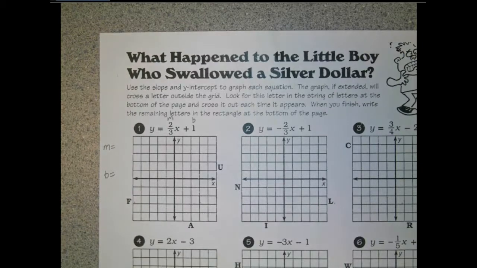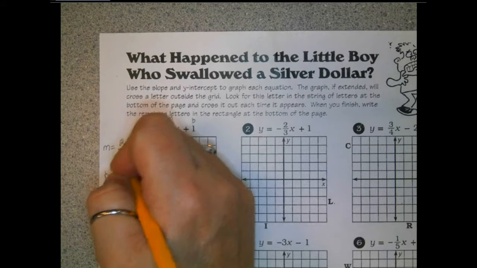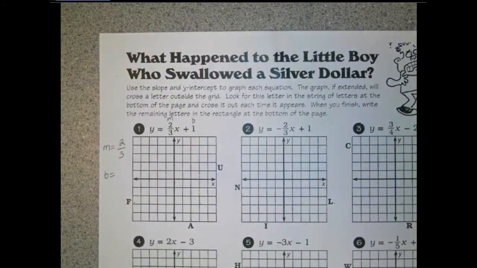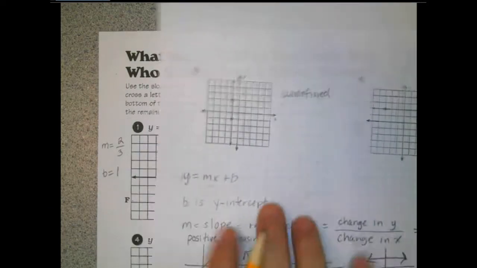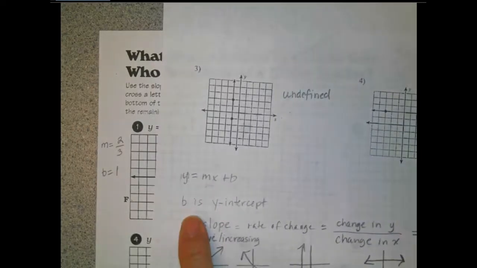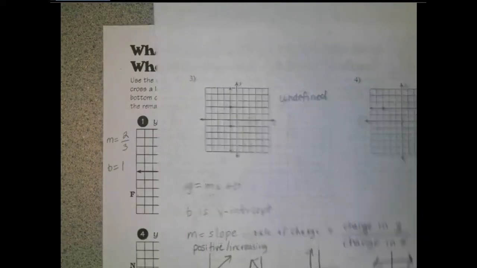Why are you saying 3, Christian? Where'd you get 3 from? I know we got 3. So what is slope, everybody? M is 2 over 3. And what would be my B? 1. And what does my B represent? B represents y-intercept. B is the y-intercept. I love that. Okay?